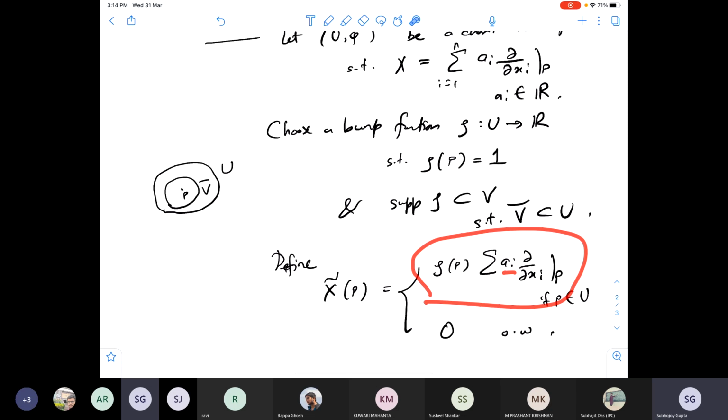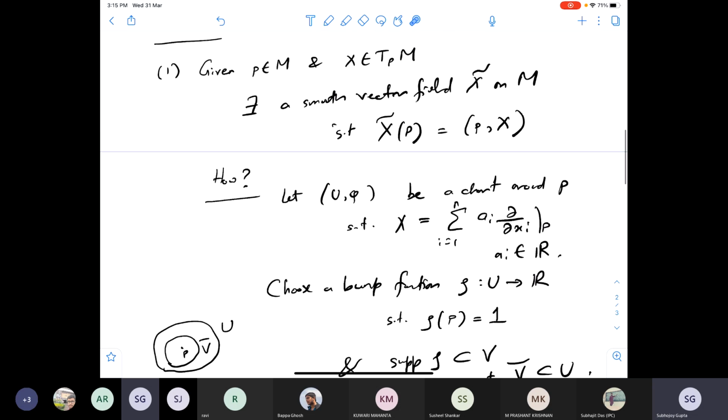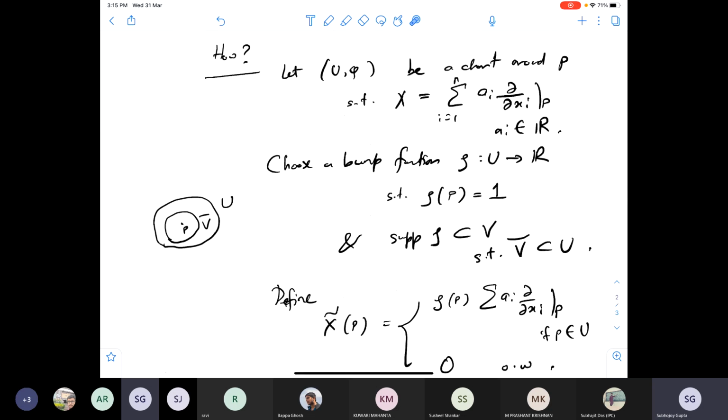So these coefficient functions are just a constant times rho of P. These are smooth functions. So that's a smooth vector field, but it smoothly extends away as well because, well, it's already 0 by the time you've reached the boundary of U. So you can easily check this is smooth everywhere. All right, so this is how you can extend a given vector to a vector field on the whole manifold.